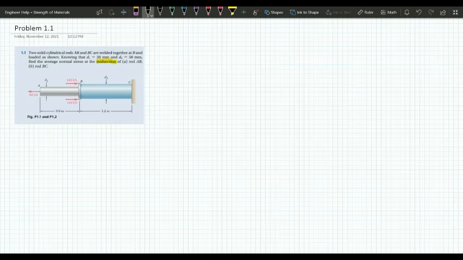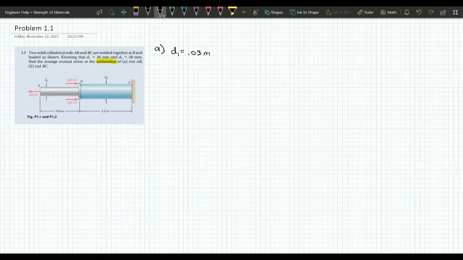Alright, so let's start working on A first. Okay, so first thing we should do is convert the diameter 1 from millimeters into meters. So diameter 1, 30 millimeters is 0.03 meters.